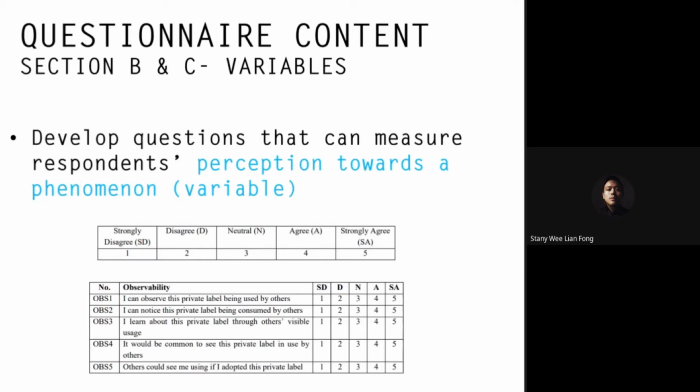As you can see in these slides, there are 5 questions over here. These 5 questions are designed to measure only one variable, which is called observability. So please, you need to have 5 groups of questions if you have 5 variables in the framework.